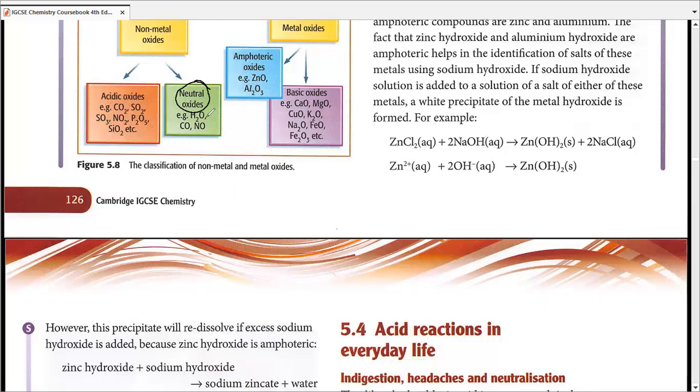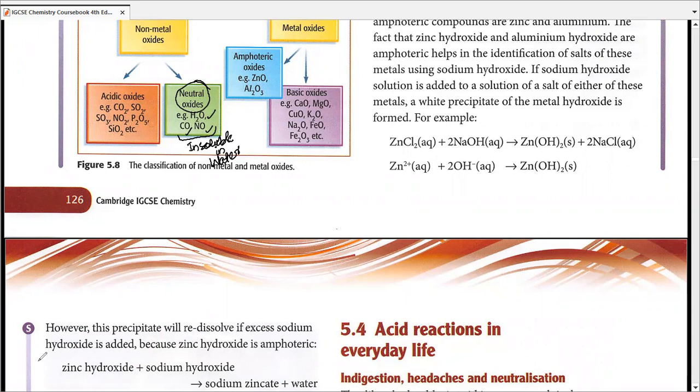So we are left with the last example, neutral oxides. Now, neutral oxides consist of water, carbon monoxide, and nitrogen oxide, and let me tell you, apart from water, carbon monoxide and nitrogen oxide are insoluble in water. Since they're insoluble in water, they're not going to dissolve, they're not going to give any litmus test, and most probably they are not going to give any kind of neutralization equation.